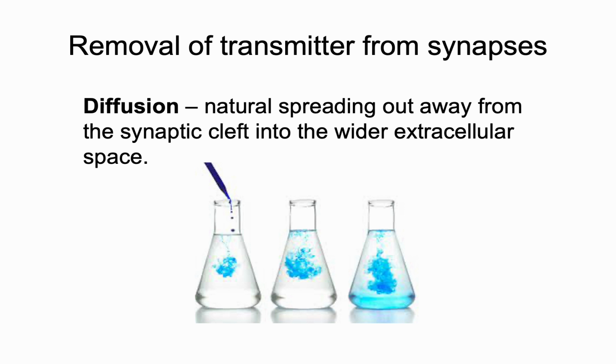First, diffusion. So this is the natural spreading out or away from the synaptic cleft into the wider extracellular space. And we've discussed this in class in the context of concentrations of ions, and we should be familiar with this. This is simply the passive physical random movement of the molecules. It becomes more and more dilute, and it sort of floats away into the extracellular space, away from the synaptic cleft. Eventually, the molecules would be broken down elsewhere.